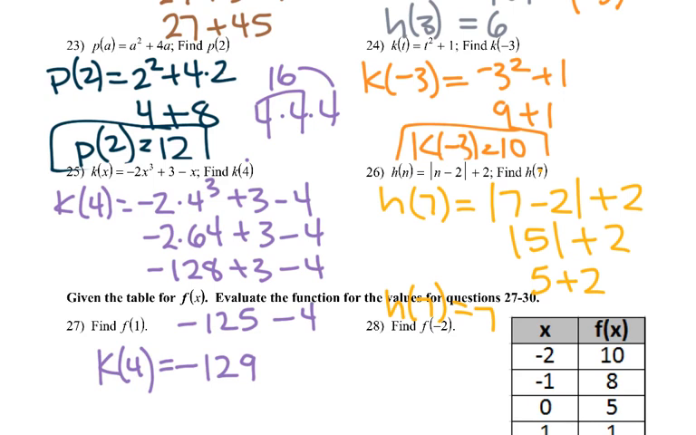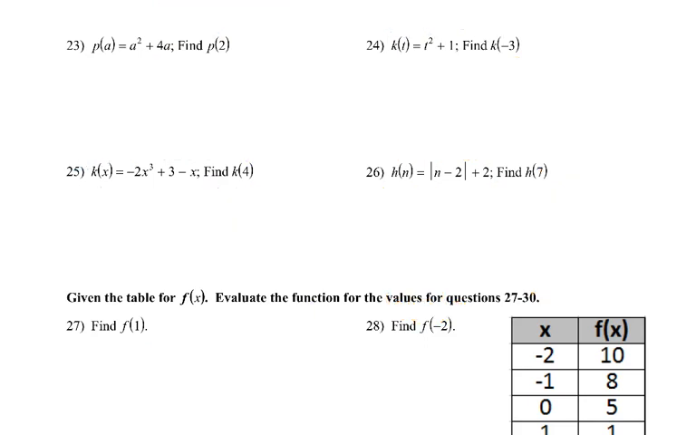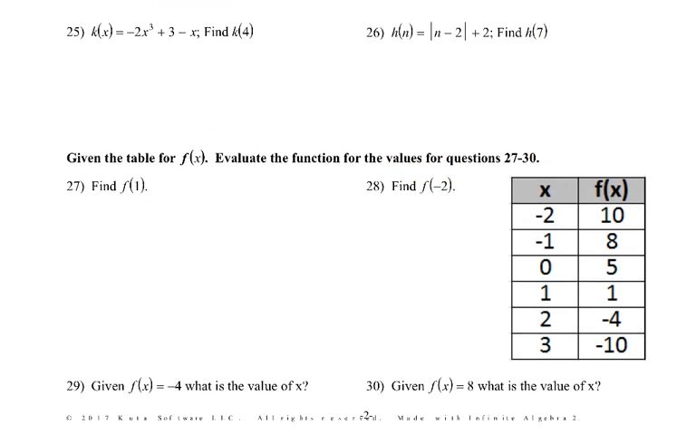Okay, now we've got all those ones done, so we are going to be moving on to the next one. Now, what we haven't really talked about is number 29 and 30, when you're given the output and you want to find what the input would be. Normally we're given the input and we want to find the output.